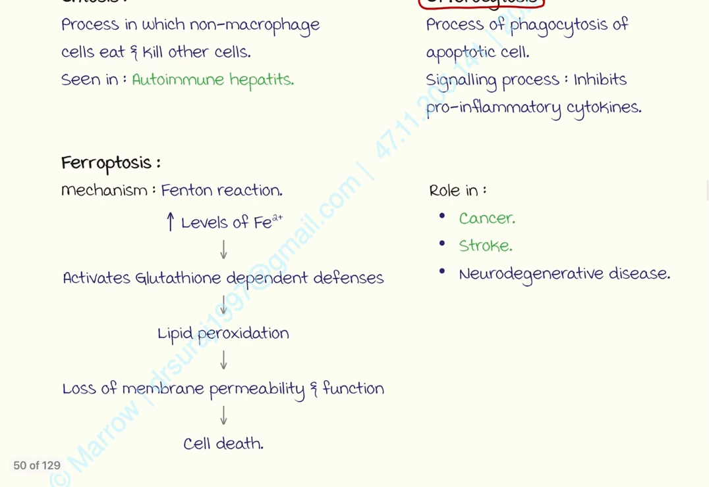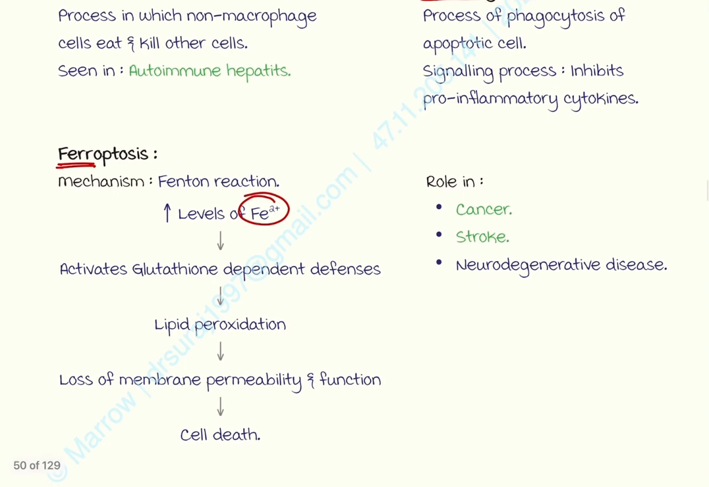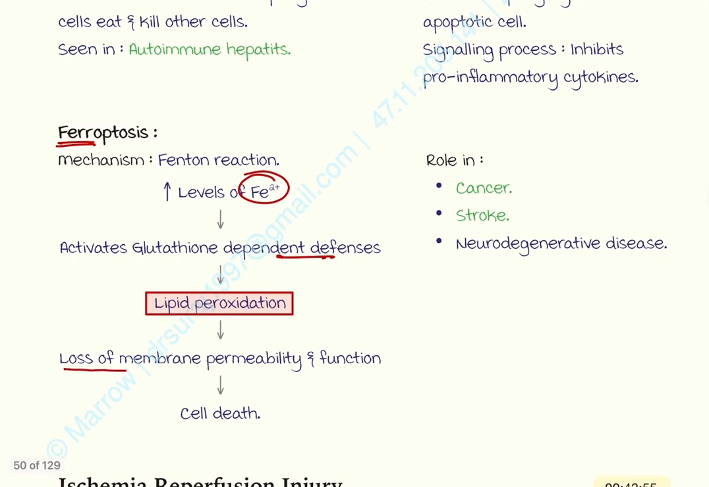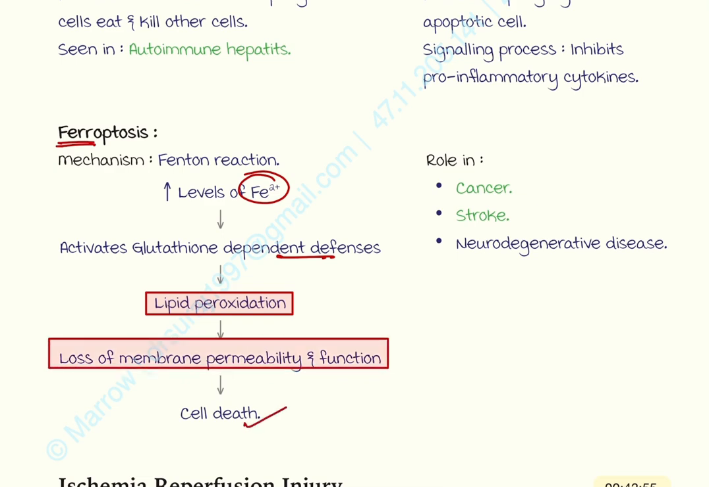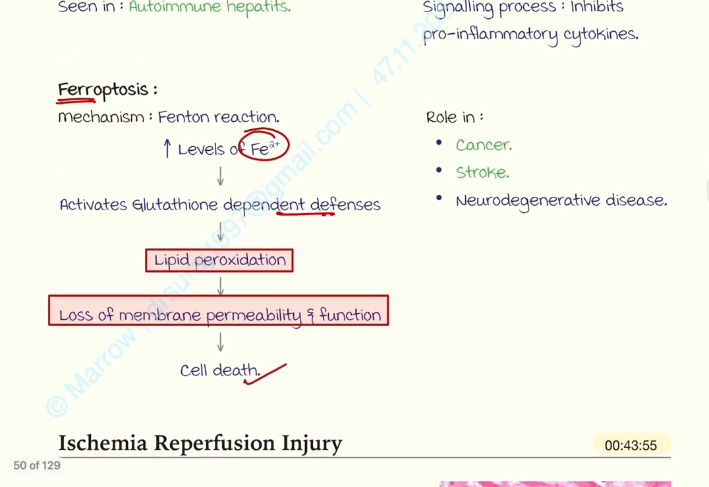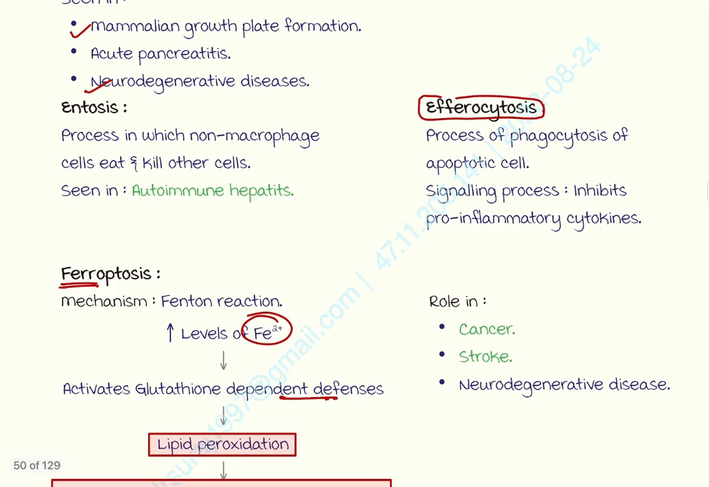Ferroptosis, that is seen in iron overload states. When there is increased iron, what happens? It activates the glutathione dependent defenses, and that increases the lipid peroxidation, and that will cause loss of membrane permeability and functions, and that ultimately will cause cell death. So it is because of the increased iron.